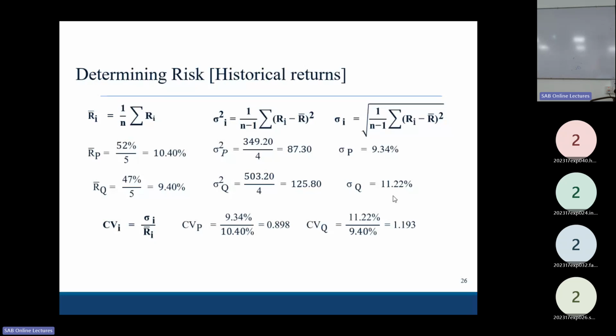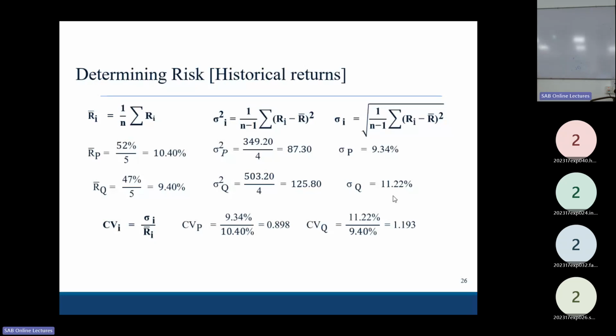So what is the coefficient of variation? It gives you risk per unit of expected or average return. Now if you calculate it, what has happened? Risk per unit of return for company P is 0.89, and for company Q it is 1.19.